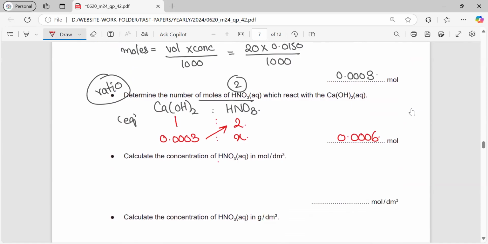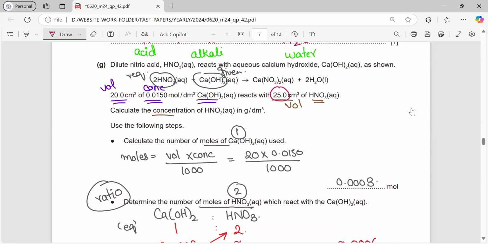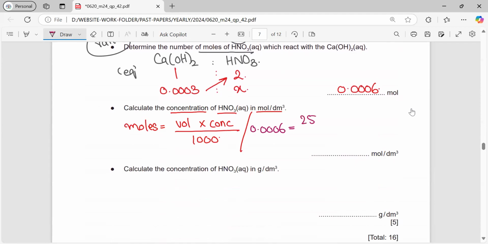Next is to calculate the concentration of nitric acid in mol/dm3. Whenever they ask us about the concentration, we'll use the formula: moles is equal to volume times concentration divided by 1000. The number of moles we just calculated is 0.0006. Volume is given in the question, which is 25. Concentration we need to find, divided by 1000. So when we do the calculation, 0.0006 multiplied by 1000, divided by 25, the answer comes out to be 0.0240.